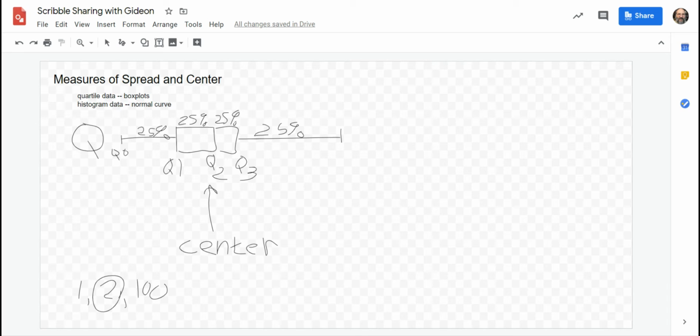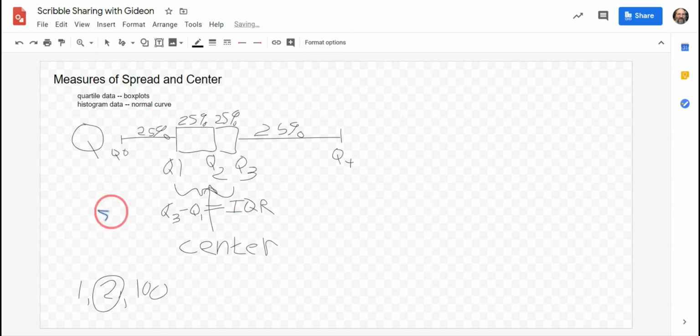Oh, and of course we need the center. Sorry, we have the center. Of course we need the spread. And we're not going to go minimum to maximum because that's too crazy. That includes outliers, so you definitely don't want to do that. Instead, we define the spread as the difference between Q1 and Q3. We give it a name. We call it the interquartile range. Not the full range of Q4 minus Q0, but the interquartile range, IQR.